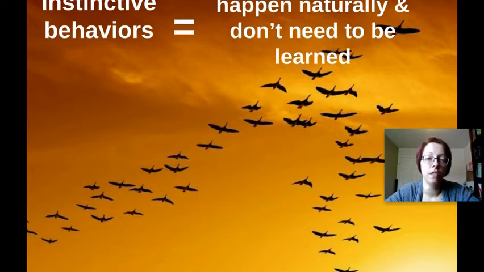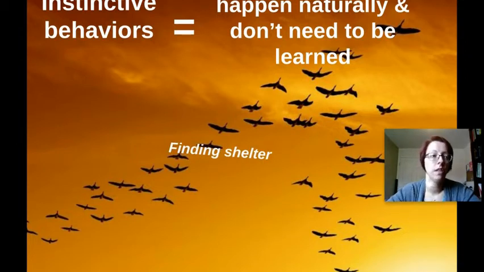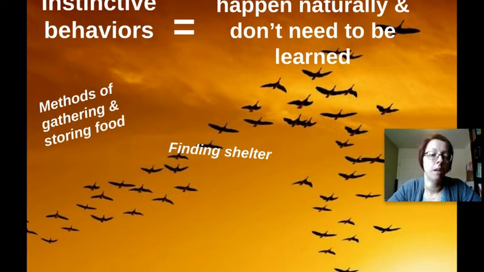Instinctive behaviors happen naturally and don't need to be learned. Here are some different examples, like finding shelter. It's a natural instinct of animals to go find shelter when they need it. Methods of gathering and storing food. Think about the squirrels or the little chipmunks that you see running around, and they stuff their cheeks with the acorns and they go gather them and hide them in their trees or wherever they're living because that's an instinct for them.